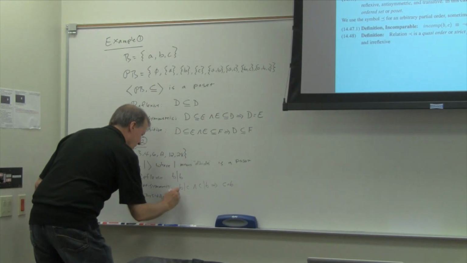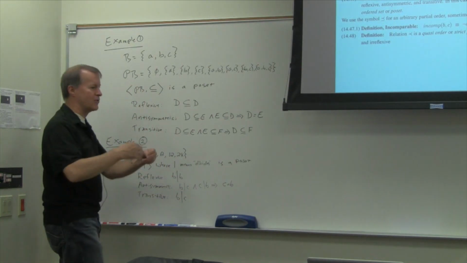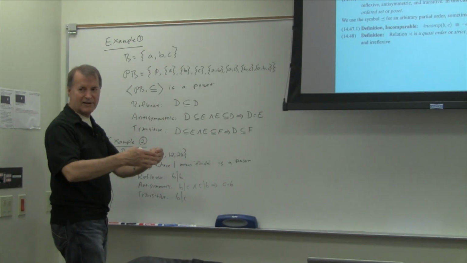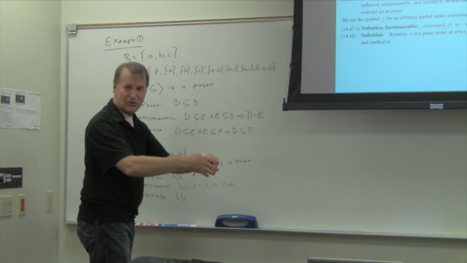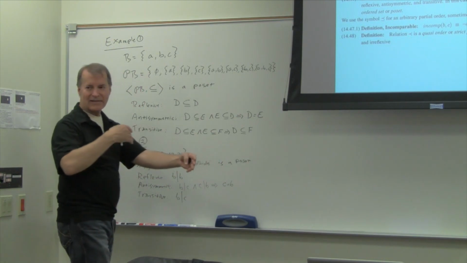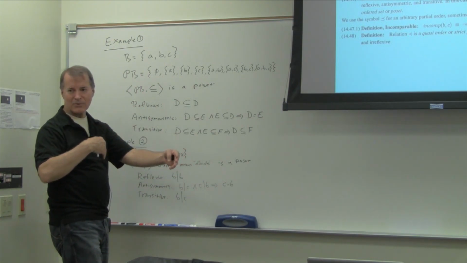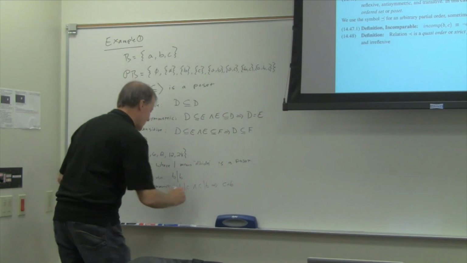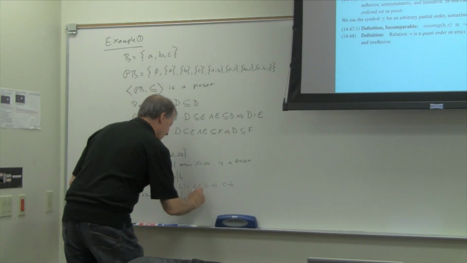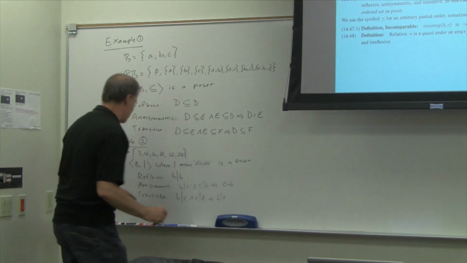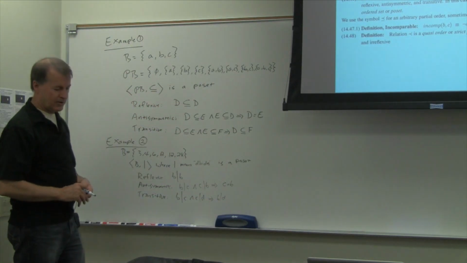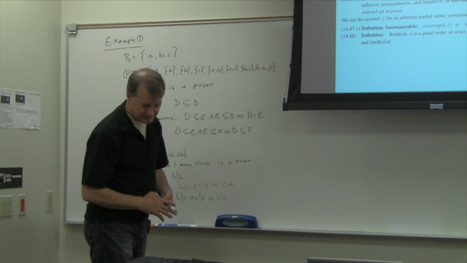And why is that? If one number divides another number with no remainder left over, and that number divides a third number with no remainder left over, that means that what? It divides the third one, yeah. So B divides C and C divides D implies B divides D. So that's another example of a poset, a partially ordered set.